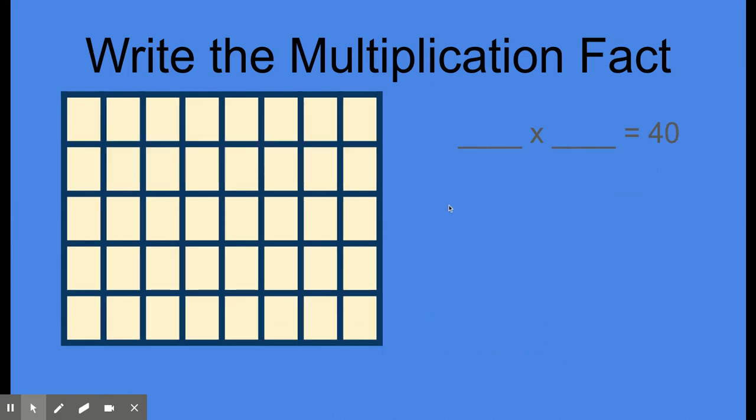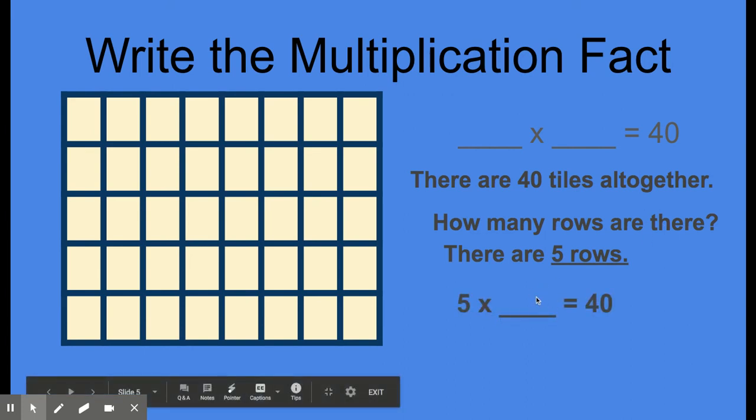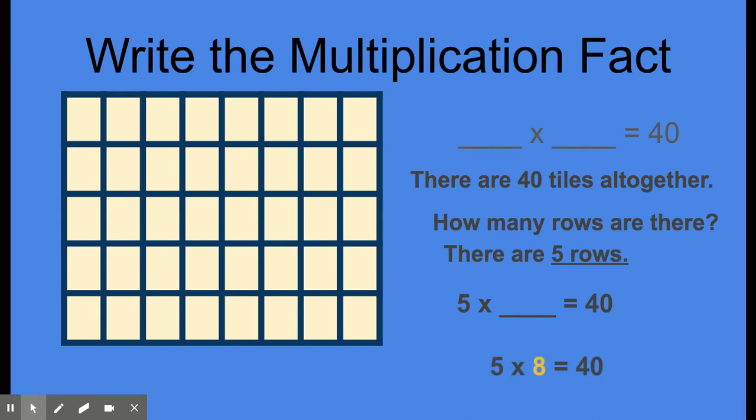The next one is we have 40 tiles altogether. How many rows are there? Yes, there are 5 rows. So we know 5 times, here's our unknown, so 5 times blank equals 40. So we have found our number of rows. Now we need our number of columns. Great. 5 times 8 equals 40.